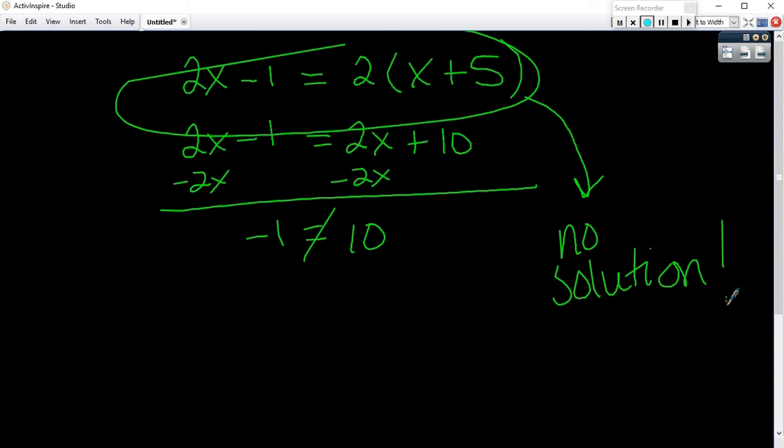Does that make sense to you? If your x's cancel out, it's no solution. There is not a single number you could plug in for x there to make that work. Y'all good?